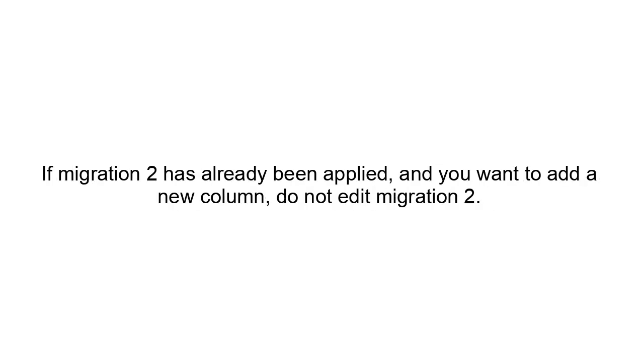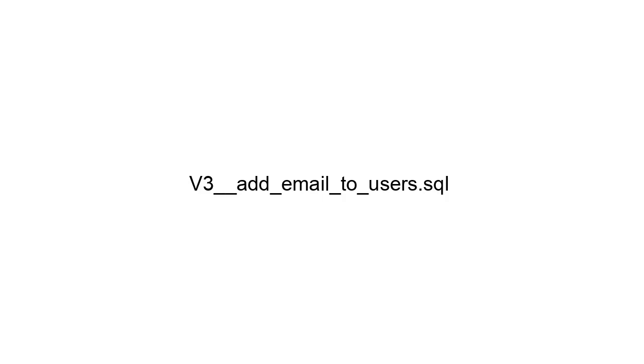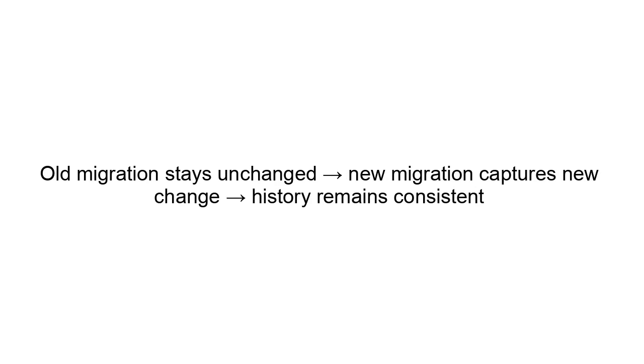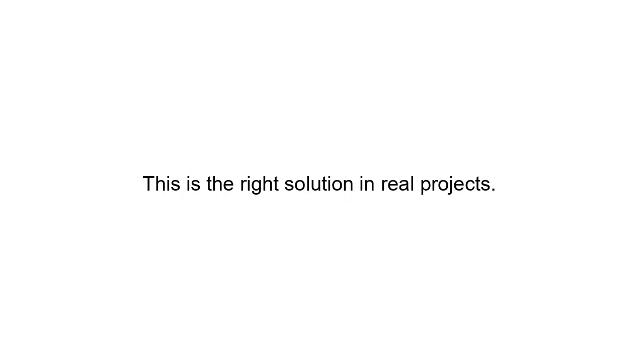Correct way to handle schema changes. If migration 2 has already been applied, and you want to add a new column, do not edit migration 2. Instead, create a new migration like V3 add email to users with content: alter table users add column email varchar 150. Example concept. Old migration stays unchanged, new migration captures the new change, so history remains consistent. This is the right solution in real projects.